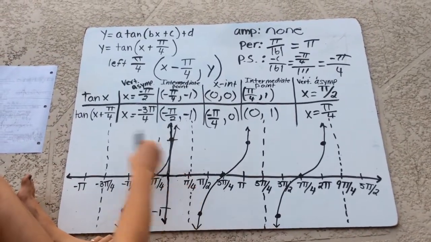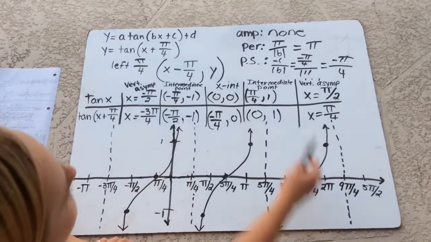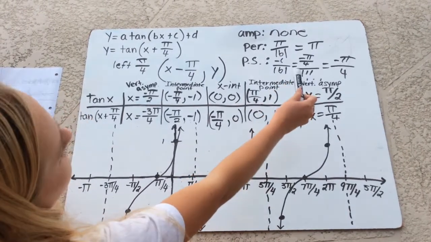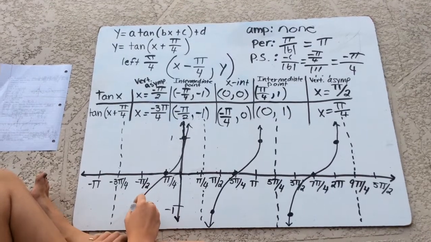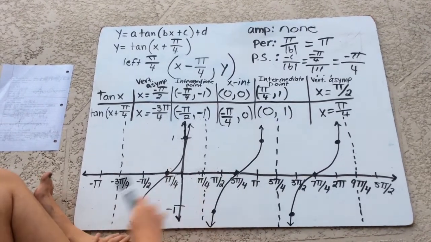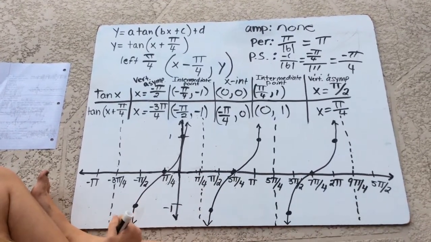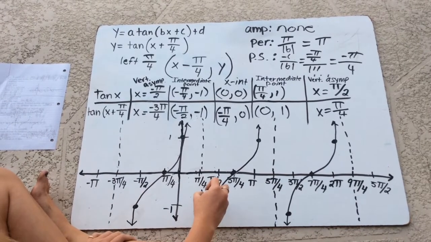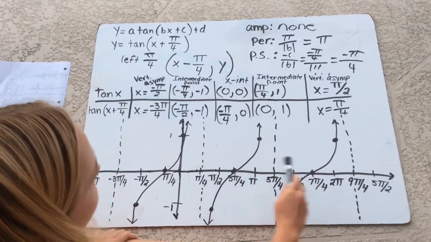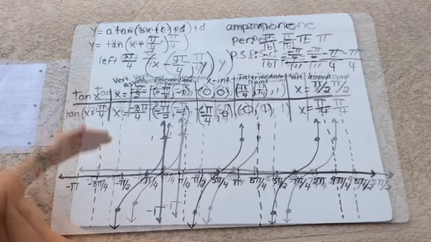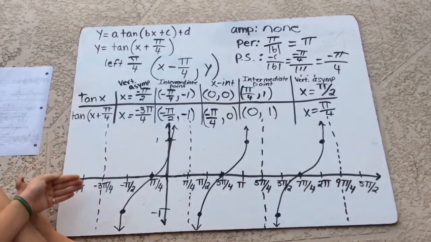I have replicated the period twice. Because our period, as we determined earlier, is pi, each value moves pi either left or right. In this case, I drew them all to the right. So our vertical asymptote moved pi over to the right each time. Same with our values. This is an example of a tangent graph.